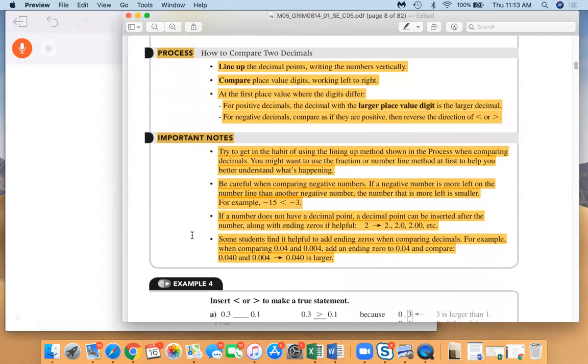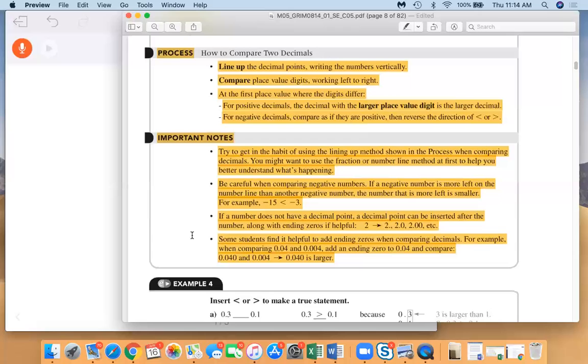Try getting in the habit of using the line-up method shown in the process when comparing your decimals. You might want to use the fraction or number line method at first to help you better understand what's happening. I really do think that line-up method is the easiest if you don't see it right away. Be careful when comparing negative numbers.